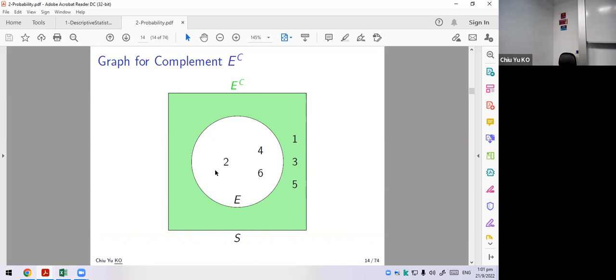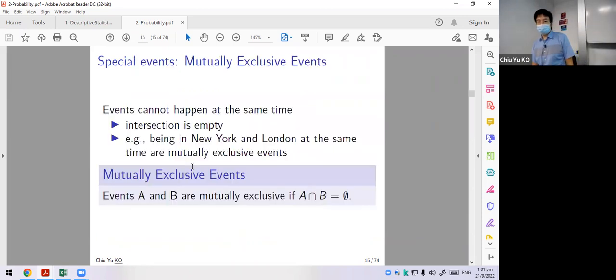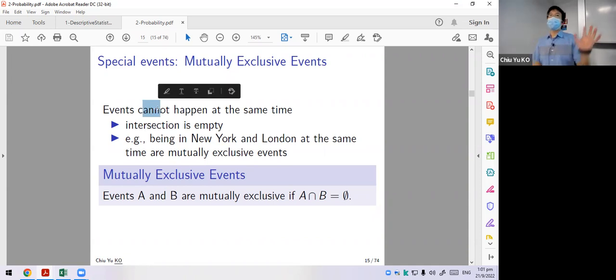Now, once we know this idea, union and complement, we'll define three different types of event, then we can define probability. Let's see three things. There are three special things we'll be using all the time. First is called mutually exclusive events. That is very simple. The idea is they cannot happen at the same time. That means if I know one has happened, the other can't, because they can't happen at the same time.